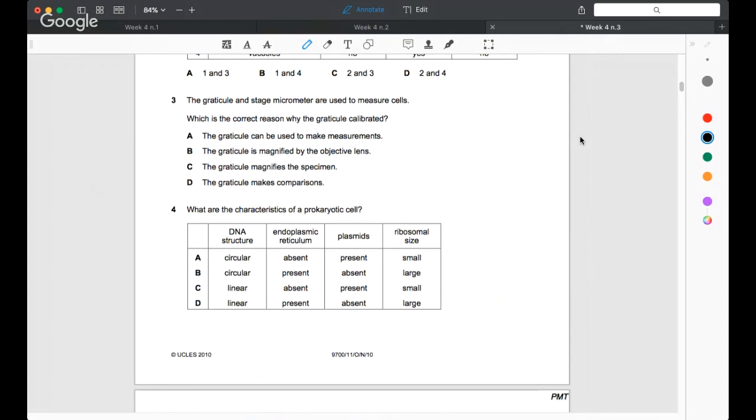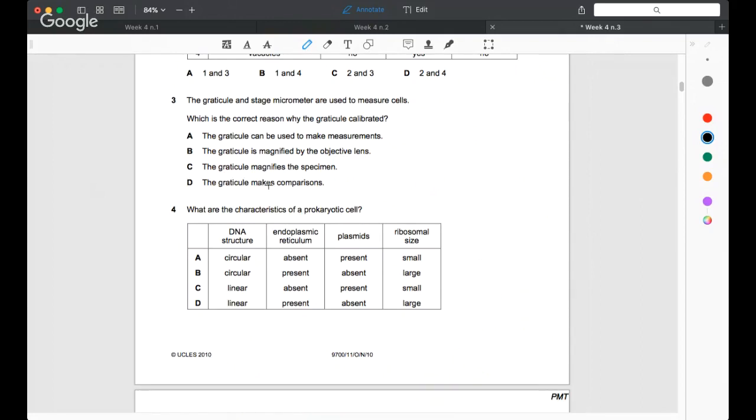And so why do you say D then? The graticule makes comparisons. Well, because you can't... a graticule itself, you can't make measurements by. That's how I... Like, if you just have... Maybe it's A. It is A. Okay.